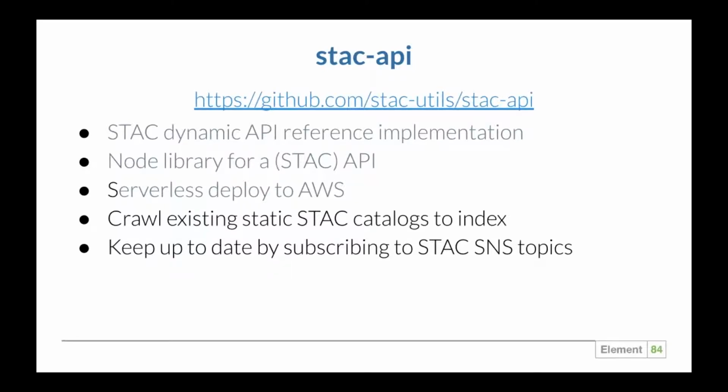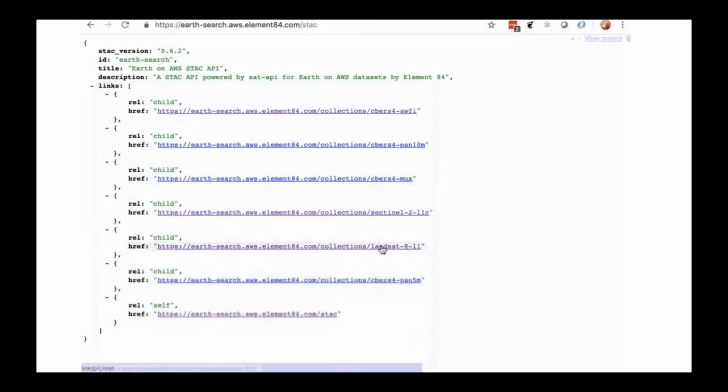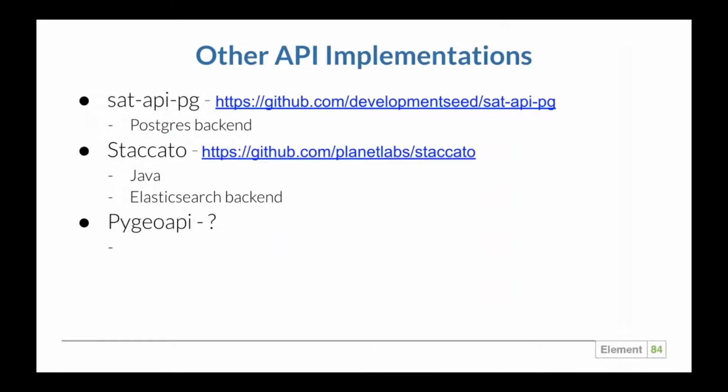There are a few other API implementations. Staccato is a Java-based library done by Boundless Geo, now Planet, and SAT API is a Postgres backend done by the development team. Tom will be talking about pygeoapi, which does not have STAC support yet, but knowing the pace that he goes, it'll probably be done by the end of the week.